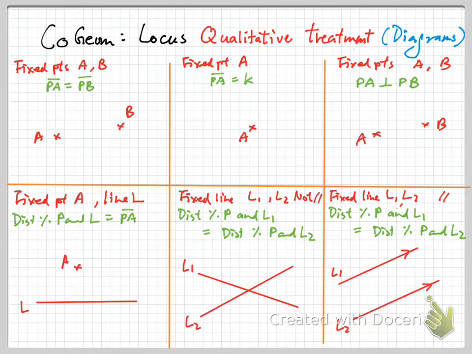Alright, there will be some fixed items on the plane, like fixed points and fixed lines, and there usually will be a moving point. The moving point will move according to certain conditions. We want to know what is the path traced by the moving point under this condition, and that path is called the locus of the point.